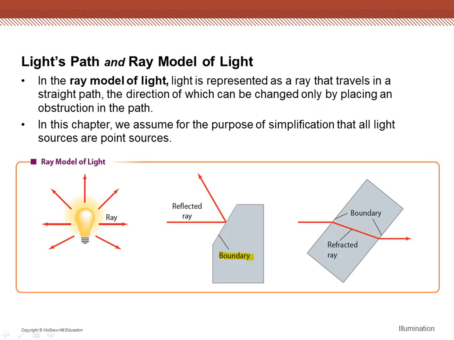And so in this chapter, we're going to assume, for the purpose of simplification, that all light sources are point sources. Now, in reality, they're not always that way, but just to simplify things, we're going to consider light as a point source.